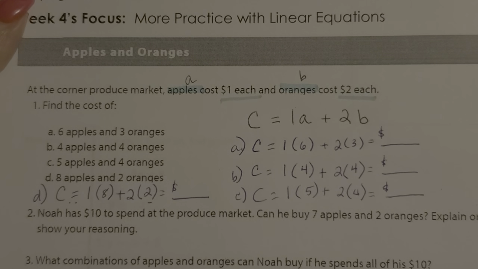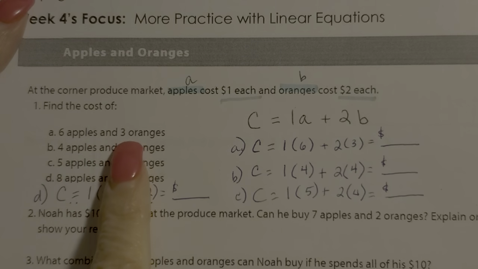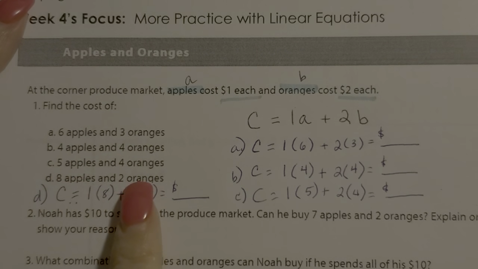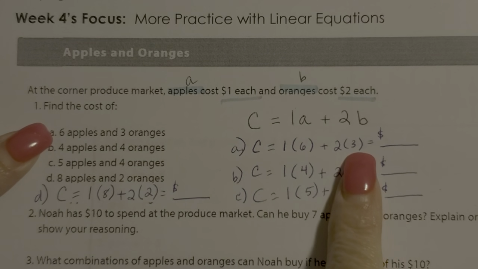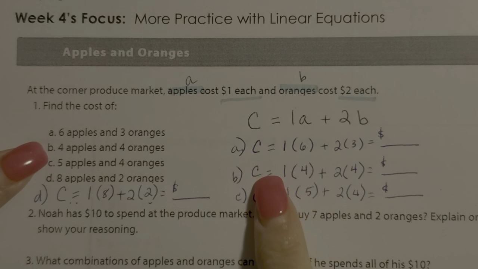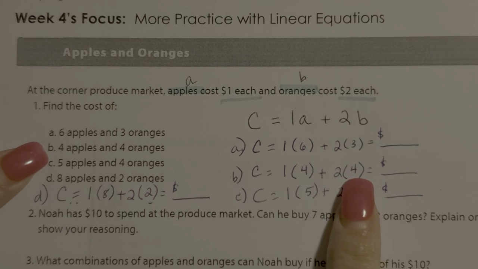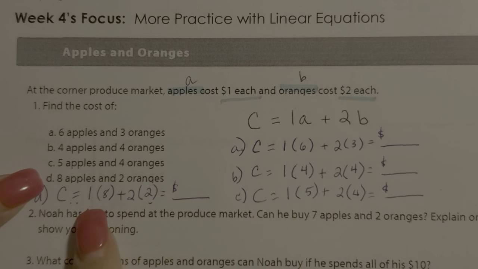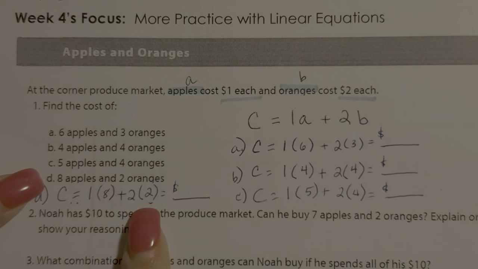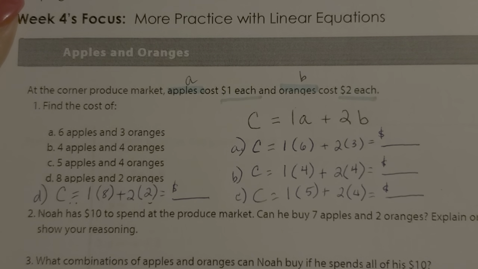So using the equation, we plug in the number of apples and oranges for each selection. On A, it says for 6 apples and 3 oranges. B says for 4 apples and 4 oranges. C, 5 apples and 4 oranges. And then D, 8 apples and 2 oranges. So all we have to do is calculate now.